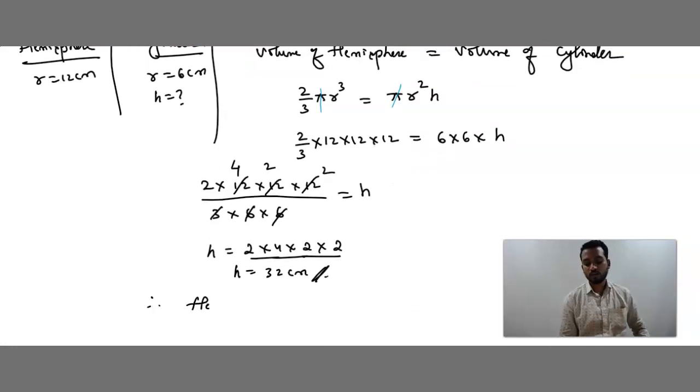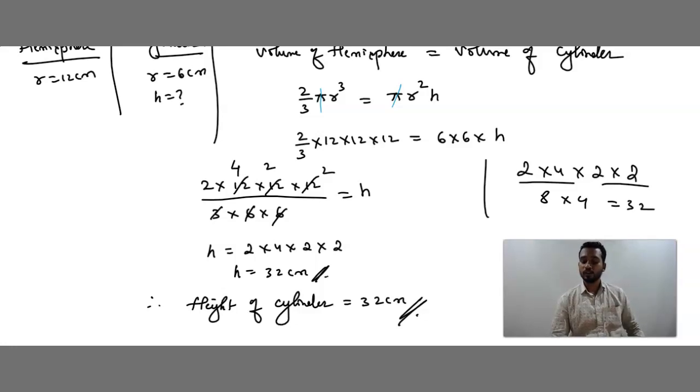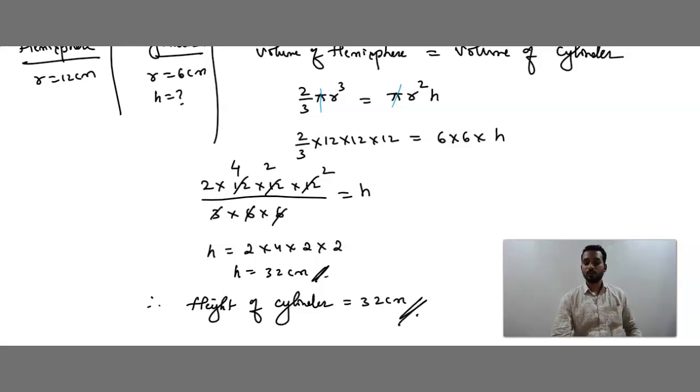Therefore, height of cylinder is equal to 32 centimeters. Height of cylinder equals 2 4s are 8, 8 2s are 16, 16 2s are 32. This is one form. If not, you can multiply it like this: 2 4s are 8, 8 2s are 16, 16 2s are 32. Understood? Yes. I hope you have enjoyed this problem.